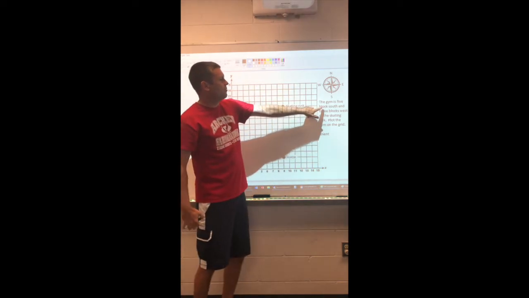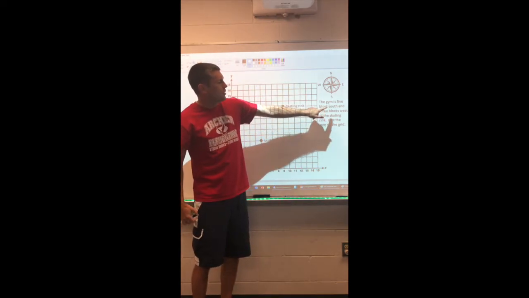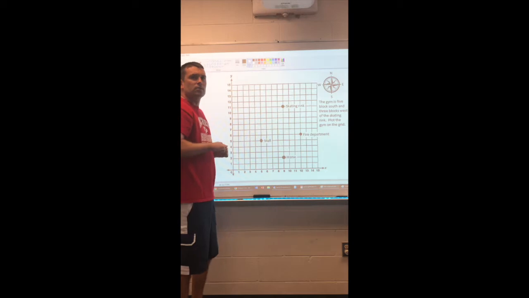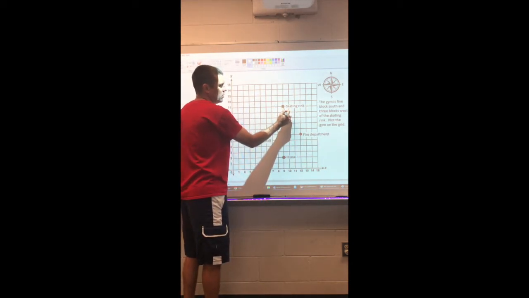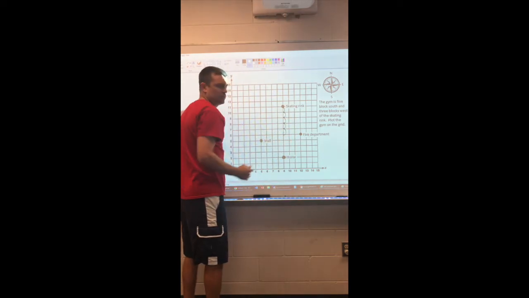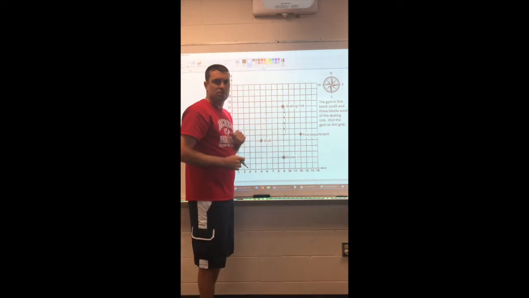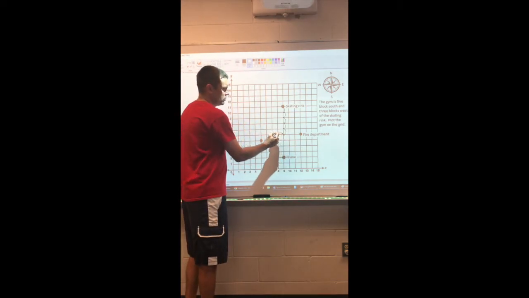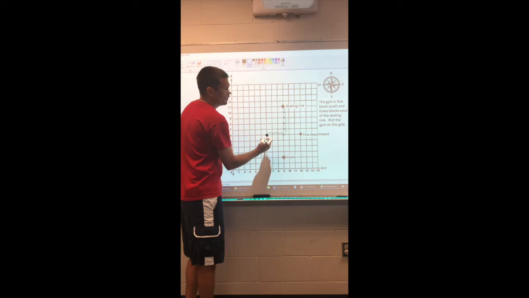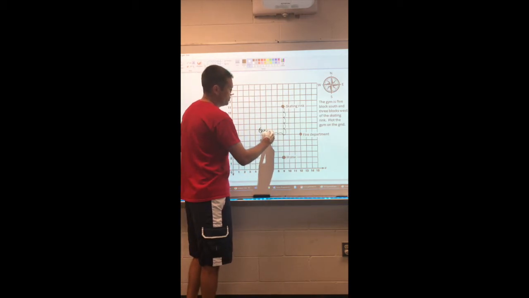Okay, so it says 5 blocks south and 3 blocks west, the gym is of the skating rink. So I start at the skating rink. I need to go 5 blocks south. 1, 2, 3, 4, 5. Ella did this on her assignment she submitted, and I liked it, so I'm going to use it. And 3 blocks west. 1, 2, 3. So boom, and that is the gym.